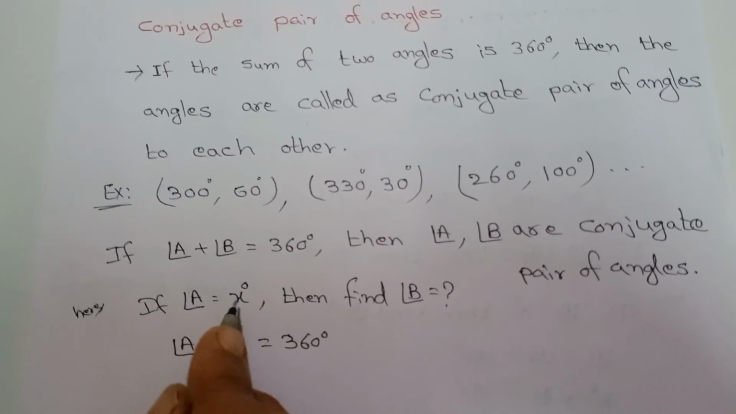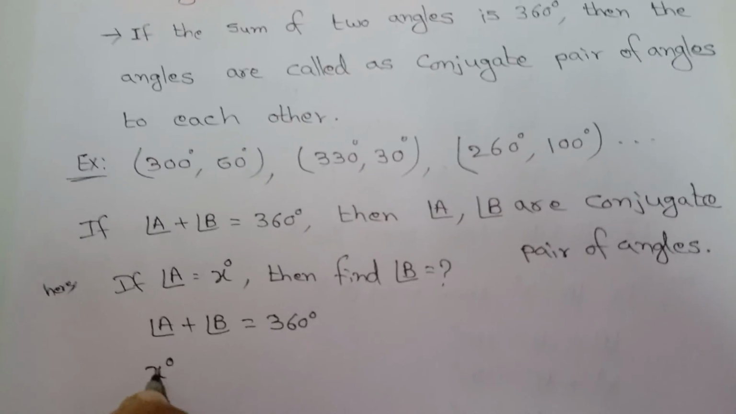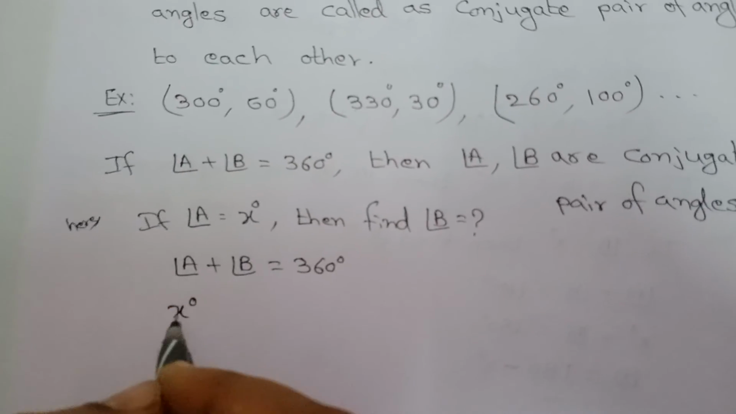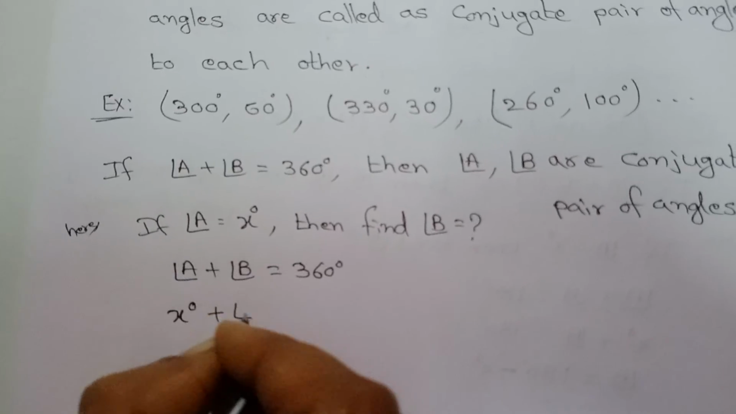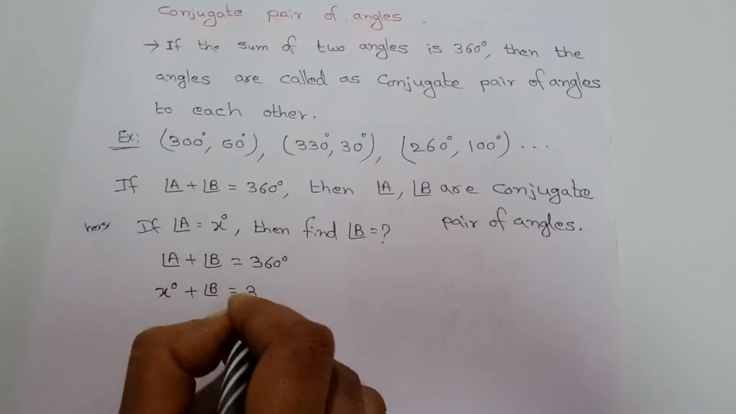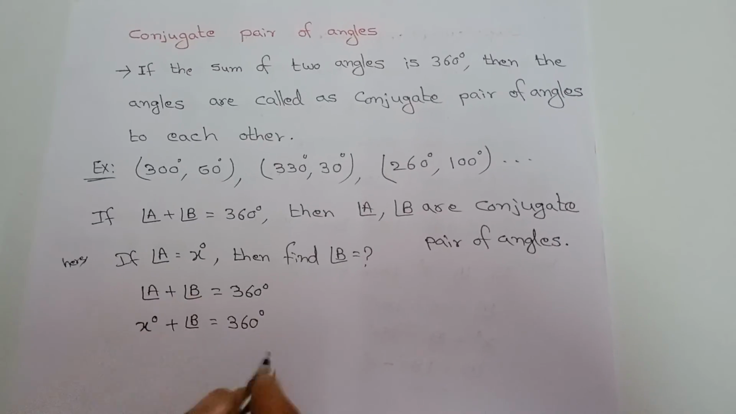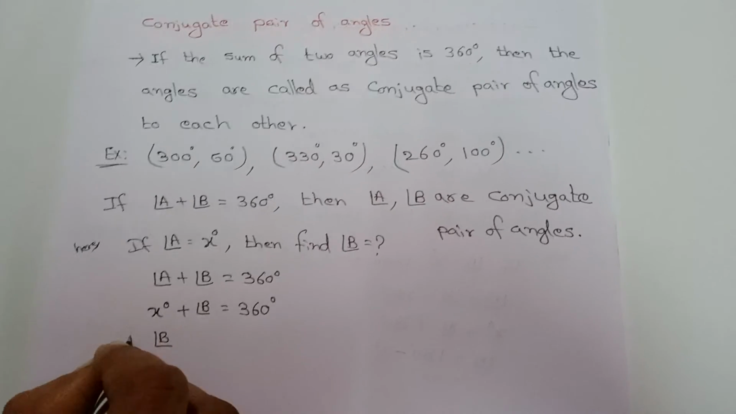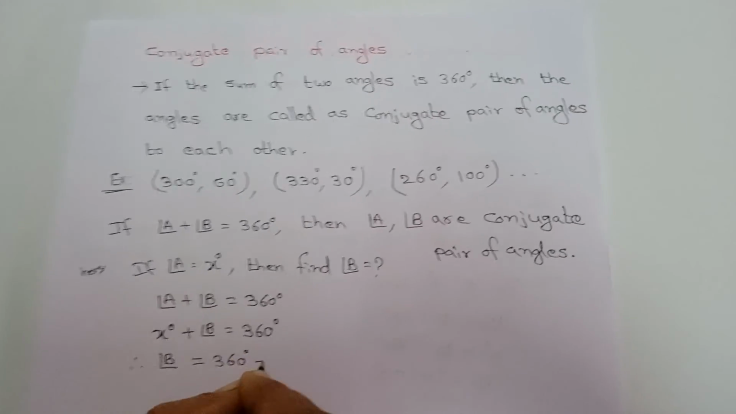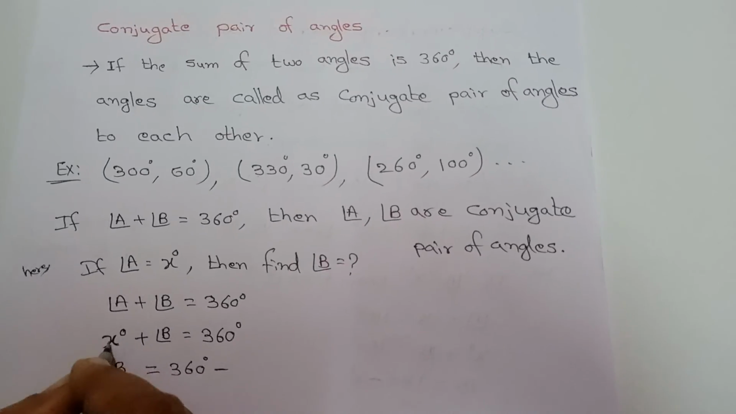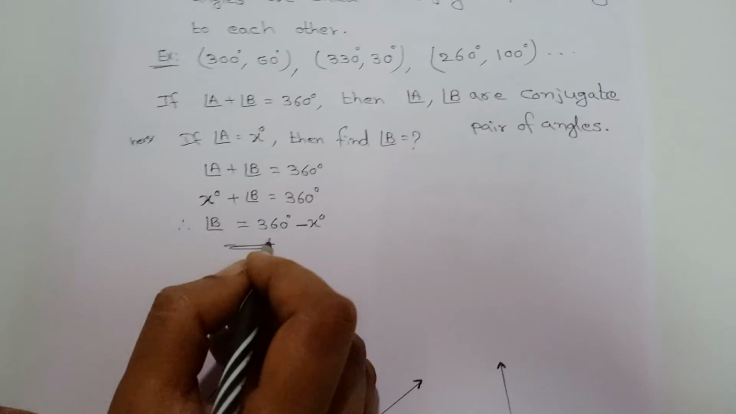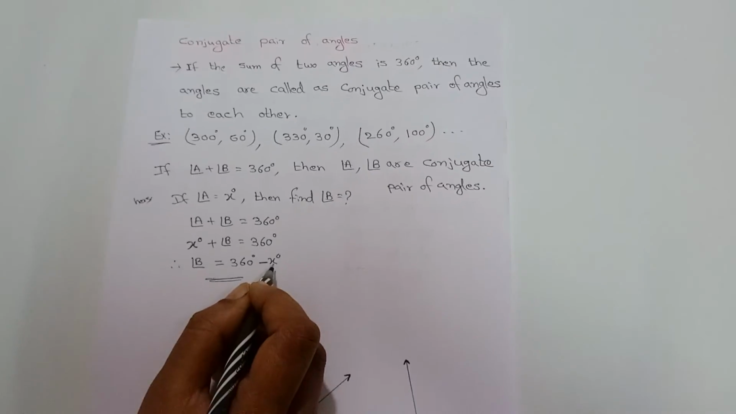Angle A we take X. That's why replace angle A with X, plus angle B equals 360 degrees. Therefore, angle B is equal to 360 degrees minus X. X goes to the other side, so minus X. So angle B value is 360 minus X. Okay.